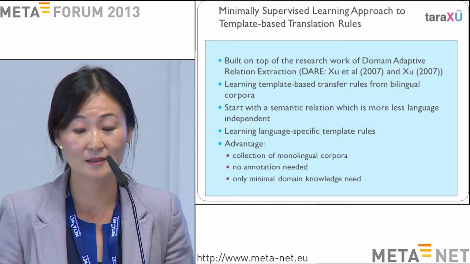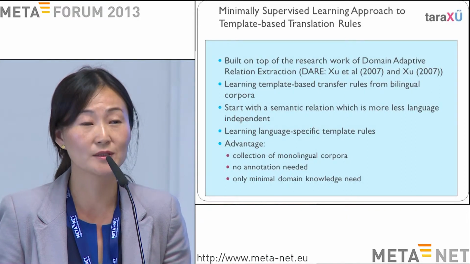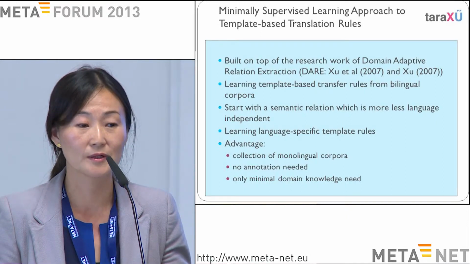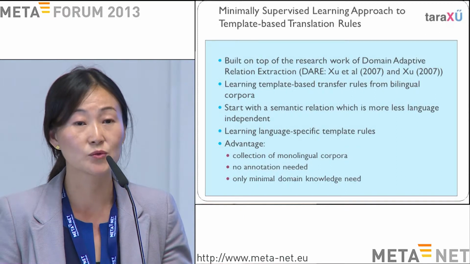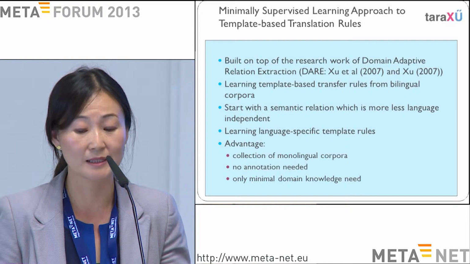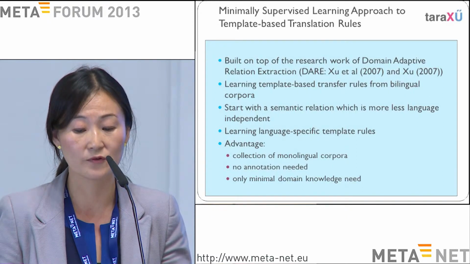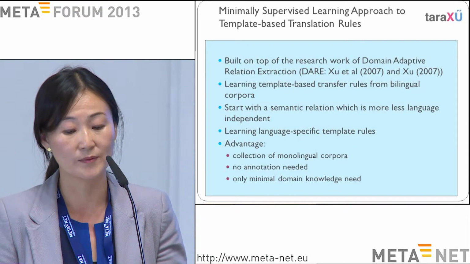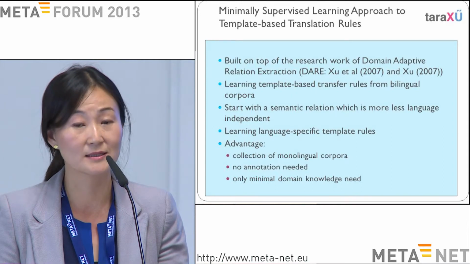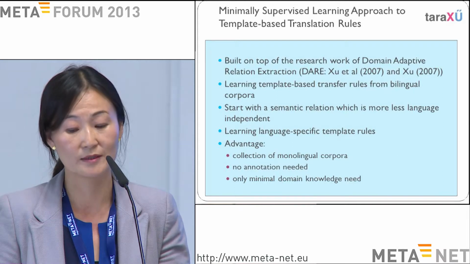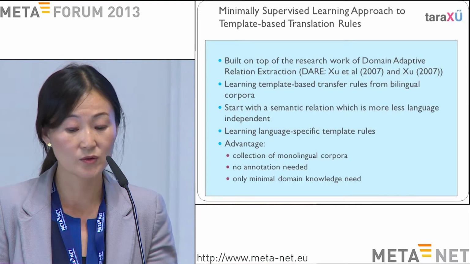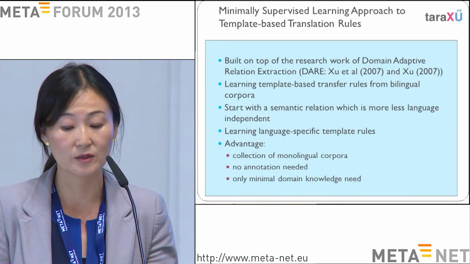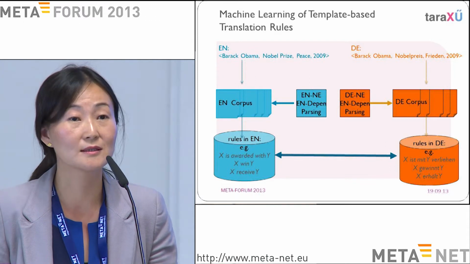And where does the technology come from? In Tarashi, the first set of rules was built manually. And then in order to increase the coverage, we apply a machine learning approach to learn template-based translation rules automatically. It is built on top of the research work on domain adaptive relation extraction. We learn template-based transfer rules from bilingual corpora, starting with semantic relations, which are more or less language independent, and learning language-specific template rules automatically. The advantages are that we can collect monolingual corpora, no annotation is needed, and only minimal domain knowledge is needed.